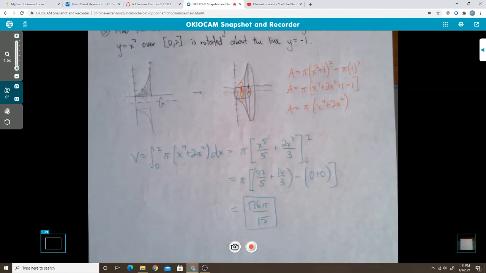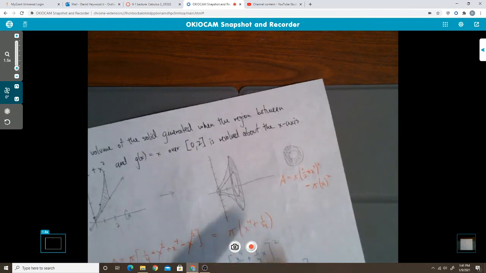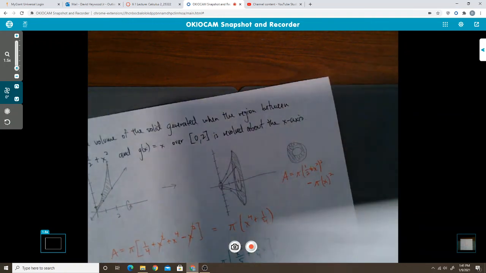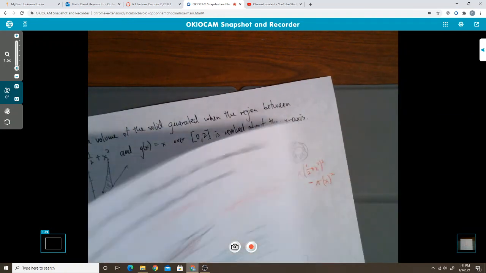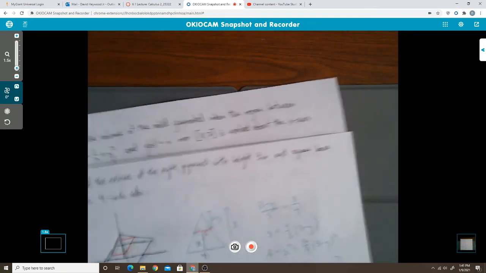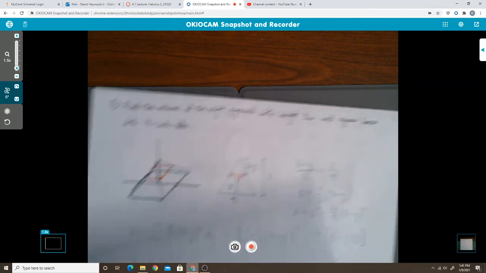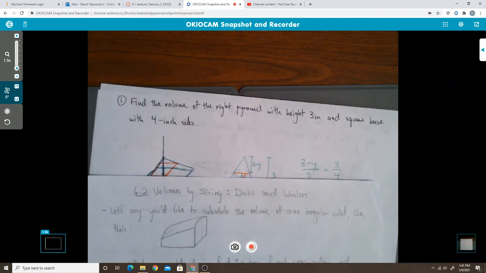Okay? So washers, right? Washer, washer, and then the other things were just solid discs. Okay, so that's the disc and washer method, and that's all I have to say about 6.2.